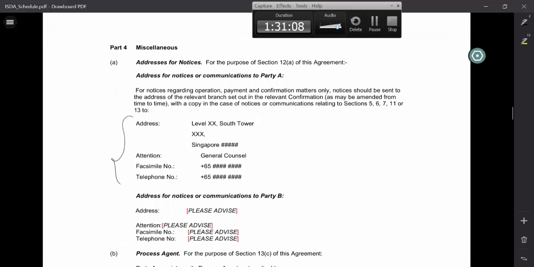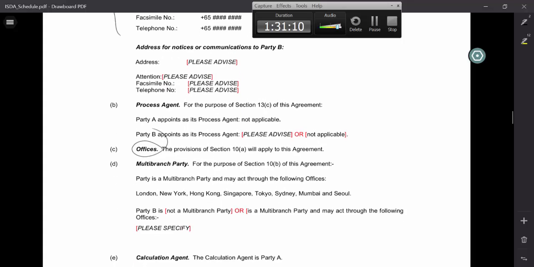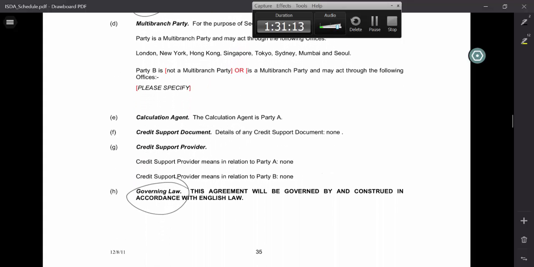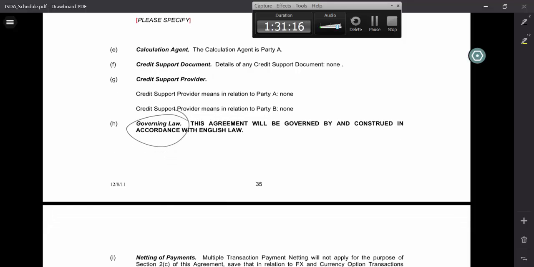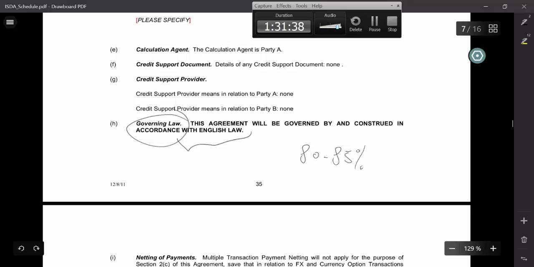Part 4, just the addresses and what offices you are using. Now, governing law is worth talking about. This agreement will be governed and construed in accordance with English law. I would say that of all the ISDAs that are negotiated globally, perhaps 80 to 85% are governed by either English law or New York law.